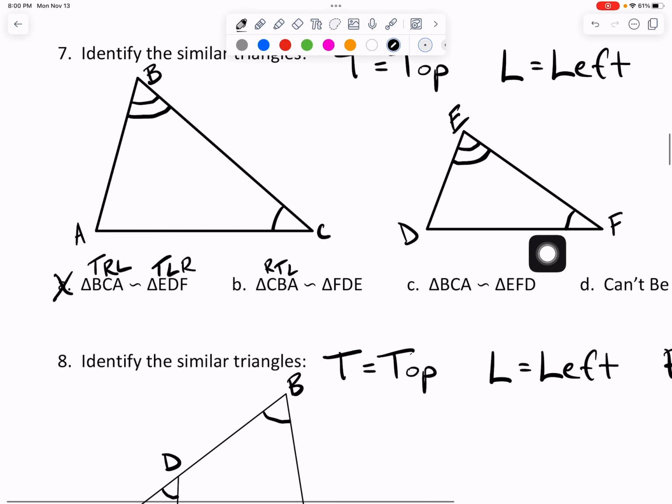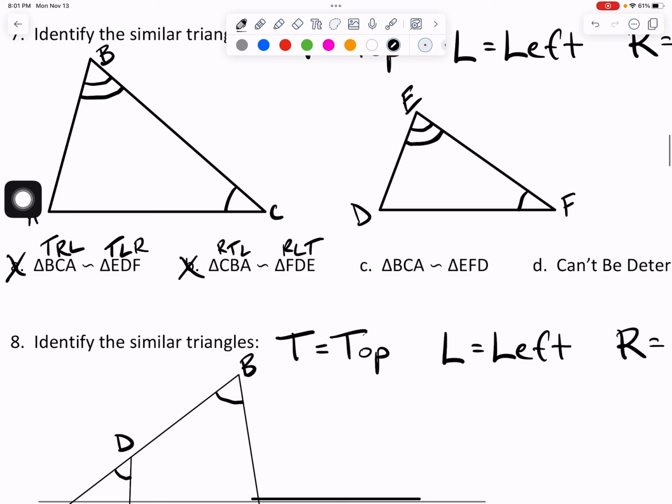F is to the right, D is to the left, and E is on top. Are RTL and RLT the same? No, get rid of it. All right. Now let's go ahead and try BCA again. Well, we already did BCA.